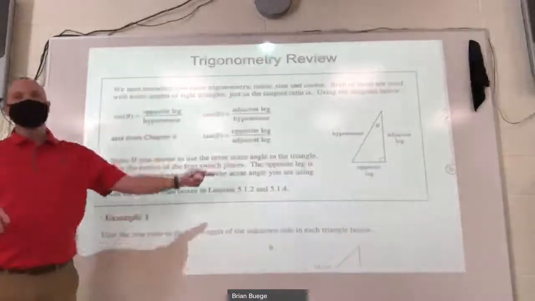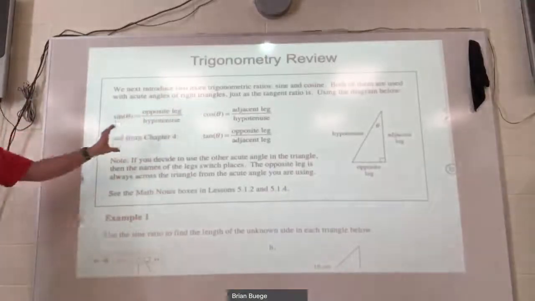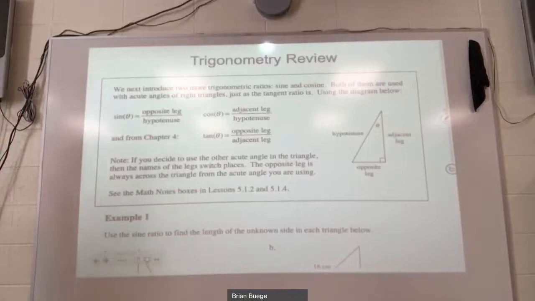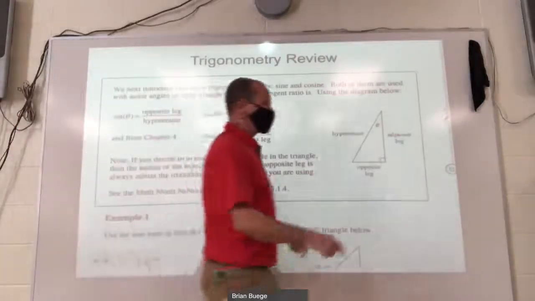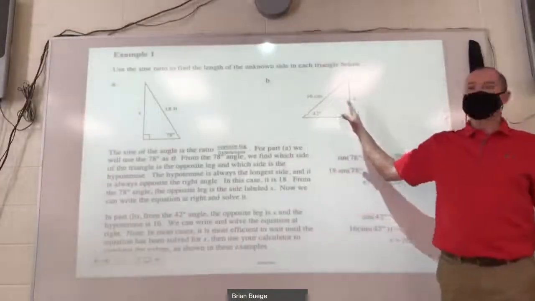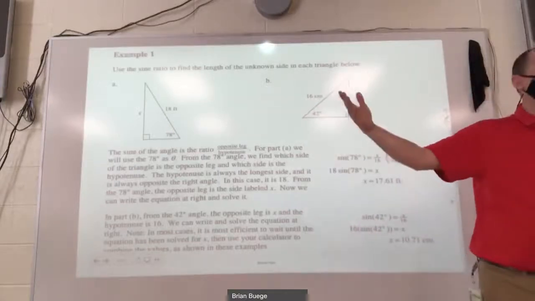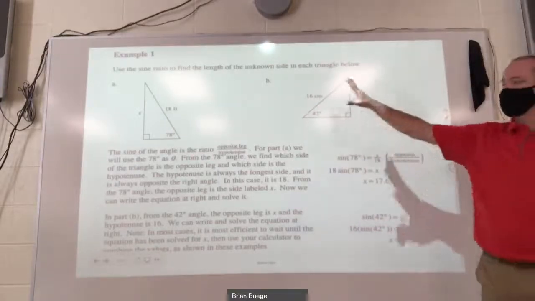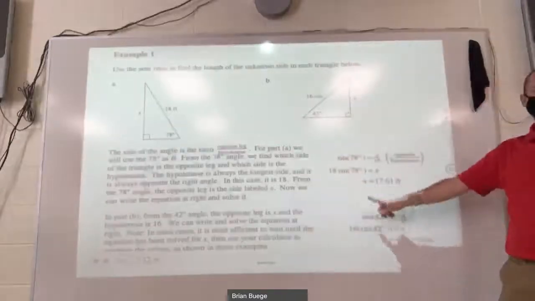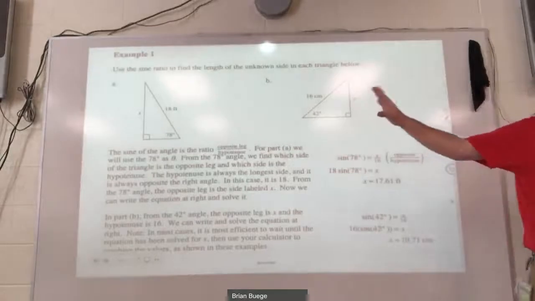But first part, the trigonometry review. Box right here just reminding you again of sine, cosine, tangent ratios, adjacent leg versus opposite leg. If you take a look at some of the examples down here, notice here's 2 sine examples right here. If you're struggling with sine or when to use sine, here's a couple of examples. Here's the work that goes with each one. Here's the explanation. There's a whole bunch of stuff here that you can take a look at.